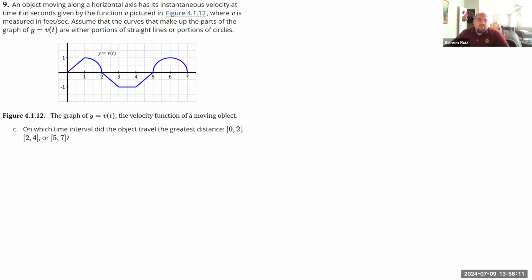All right, finally, part C. On which time interval did the object travel the greatest distance? 0 to 2, 2 to 4, or 5 to 7? So, what's the distance the object traveled over these 2 seconds? I think that's 1.285 feet. We've already calculated this. What about 2 to 4?